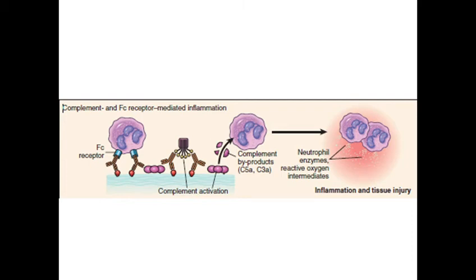Today let us discuss type 2 hypersensitivity reaction. In type 2 hypersensitivity reaction, antigen is located on the cell surface or in the extracellular matrix. So, antibody binds to antigen which is located on the cell surface or in the extracellular matrix. This antigen-antibody complex can initiate inflammation and tissue damage by two mechanisms.